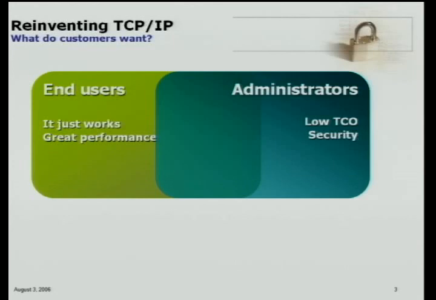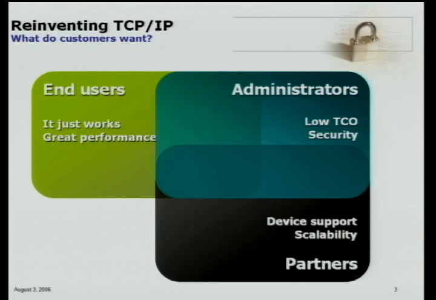So we have end users who basically really only care that the networking stack works and that it gets great performance for them. We also have folks like administrators who care primarily that it doesn't cost them extra money to maintain the networking stack. In other words, deploying a network shouldn't basically result in a ballooning of their support costs. And the flip side of that is that they want it to be secure.